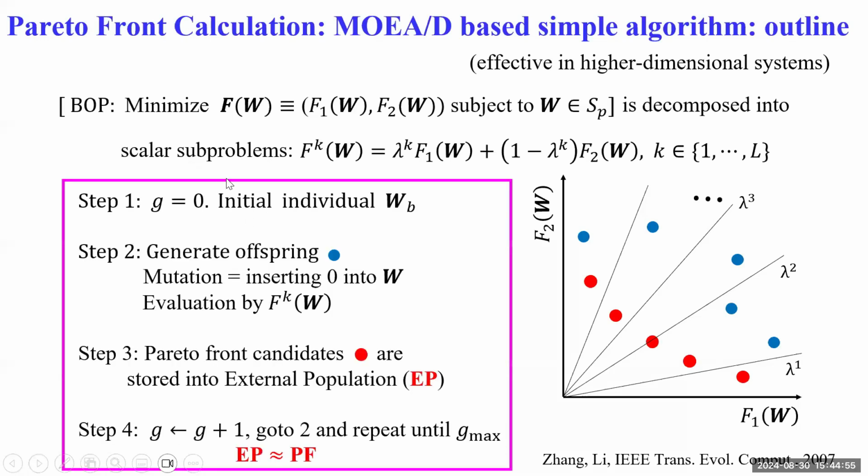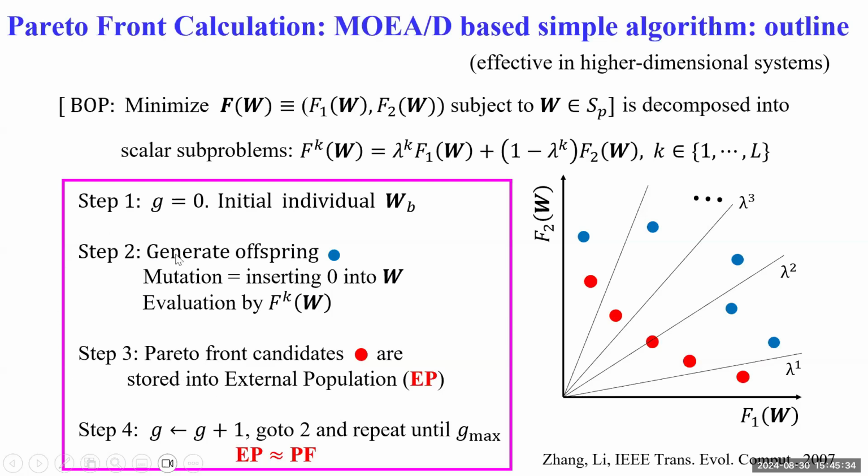And this is the algorithm outline. At the first generation, we prepare an initial individual. In the last example, full binary connection. And step 2, generate offspring, applying mutation, inserting 0 into the connection matrix, and evaluation by this function. And step 3, we calculate the Pareto front candidates at generation G. And the Pareto front candidates are stored into the external population, EP.